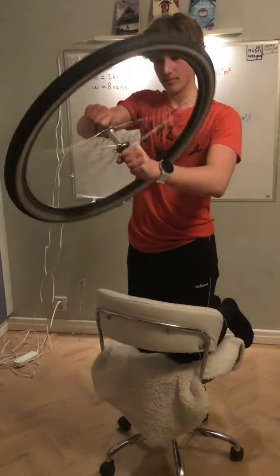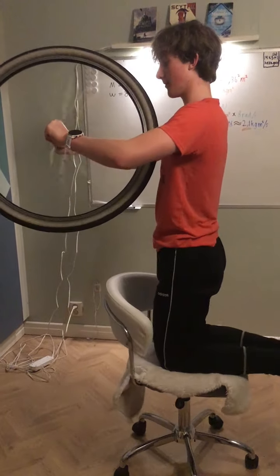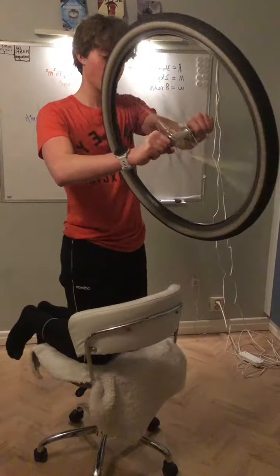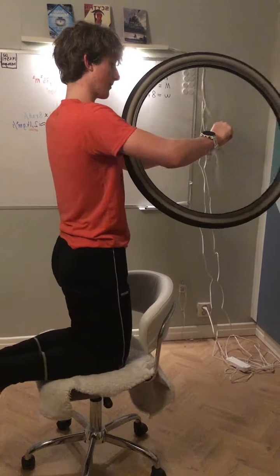Why do I start spinning when I turn this bicycle wheel? Well, it's due to something called conservation of angular momentum. To understand this, we first need to know how angular momentum is calculated.